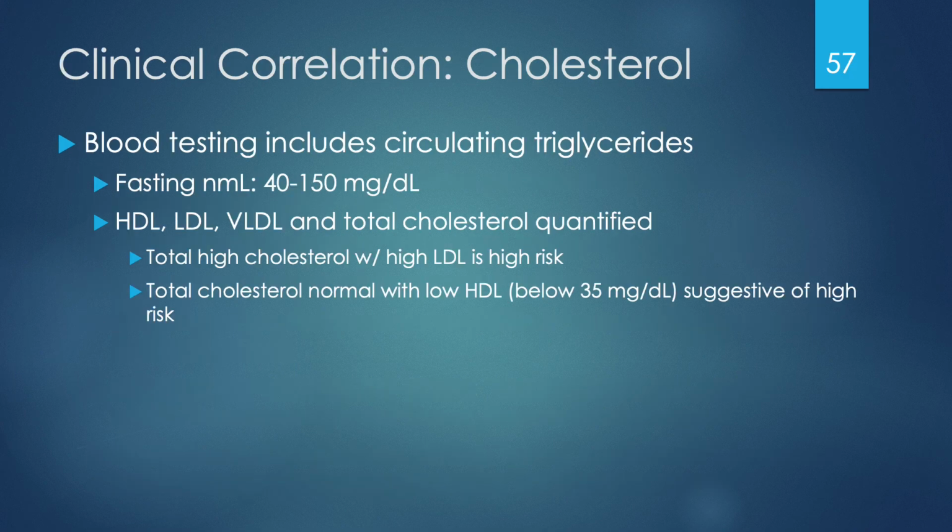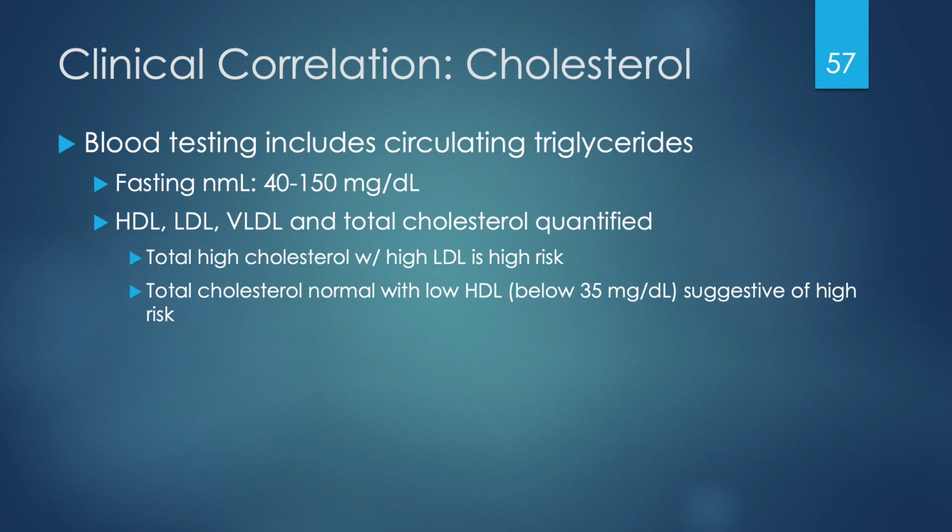An interesting clinical correlation listed in your text is the clinical note discussing blood testing for fat. Really what we're discussing here is cholesterol blood work, and you've probably had several people in your family have this testing done already. This is just a simple blood draw in which we look at the circulating triglycerides in the blood to be able to determine what types they are.